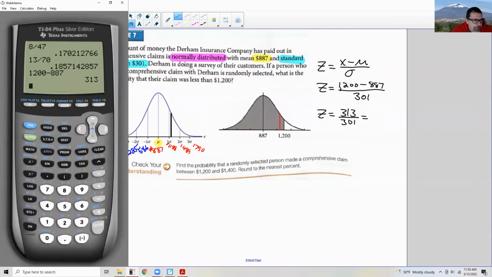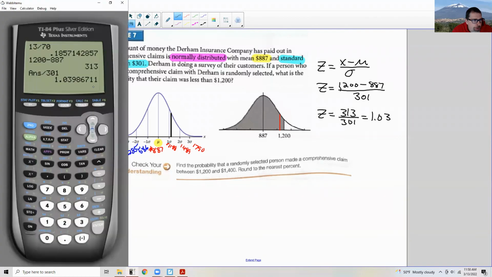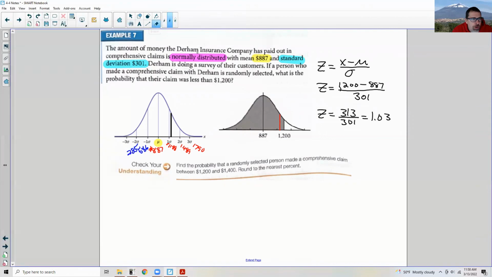So I'm going to put that in my calculator. Divided by 301, our standard deviation. And we get 1.03986. 1.039 or 1.04. That would round to 1.04. Okay, that's an approximation. Okay, so now we have to look that up in our Z table.